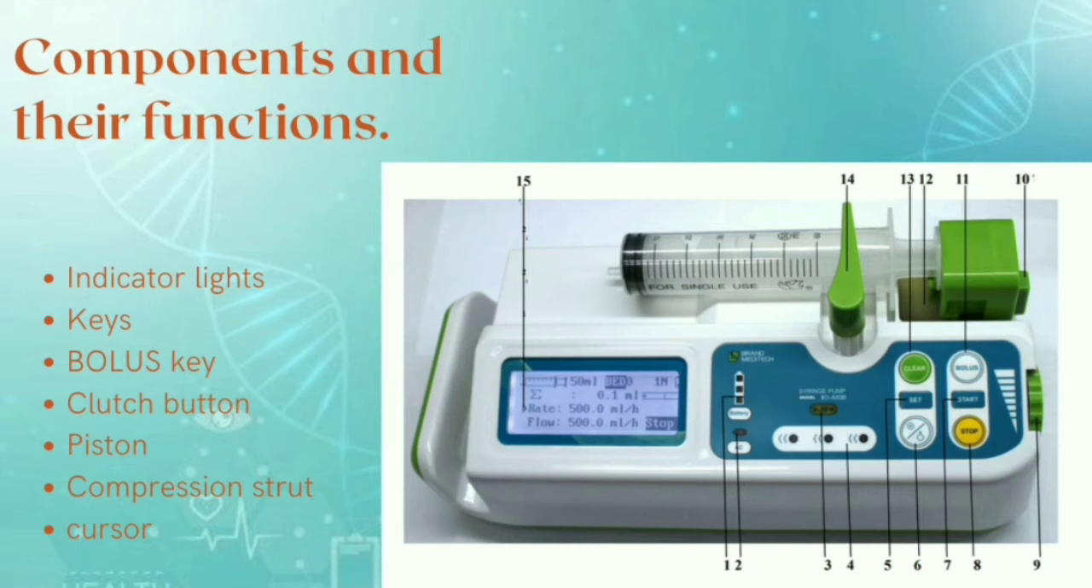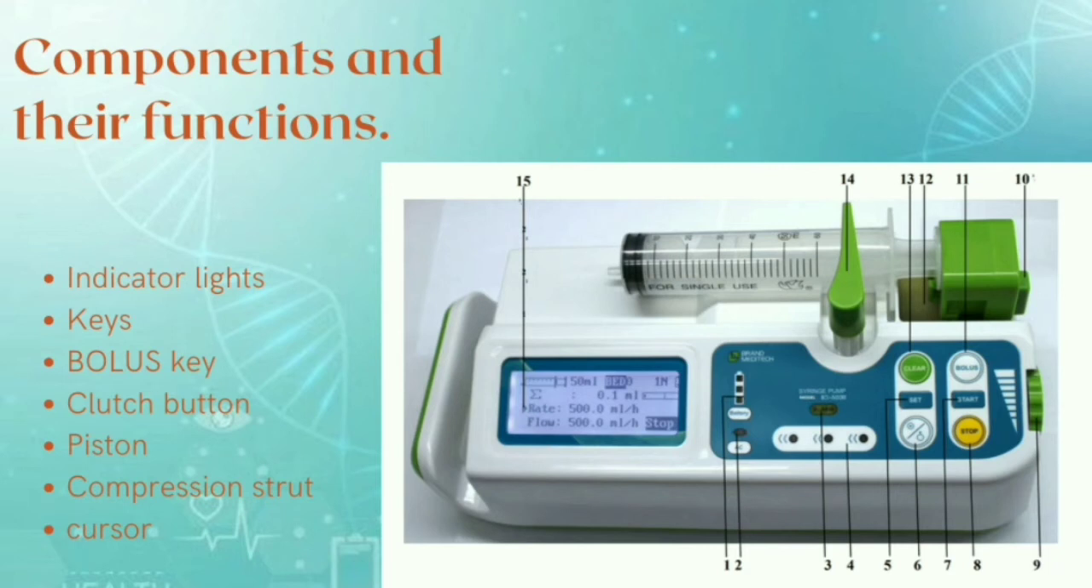Another component is knob. It's used to adjust the parameters and the movement of the cursor. Next component is clutch button. We use this clutch button to move the piston freely.